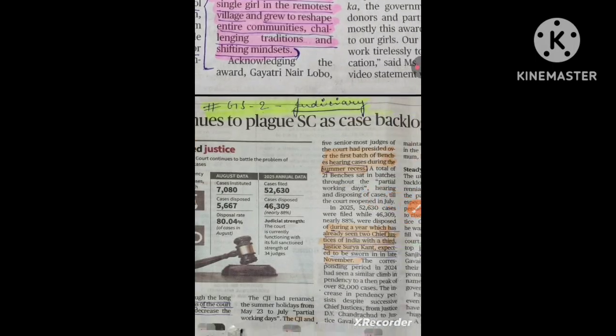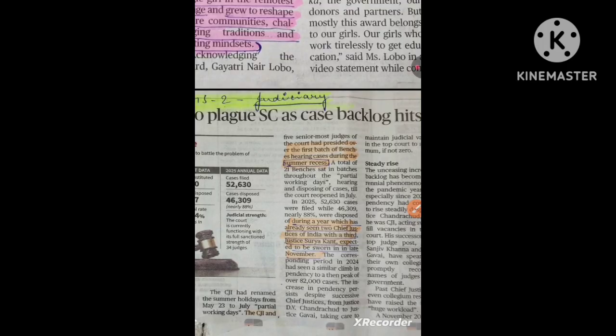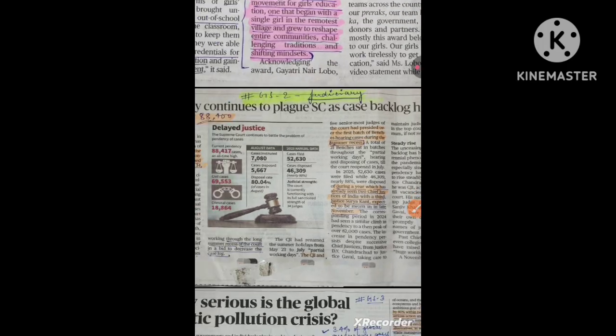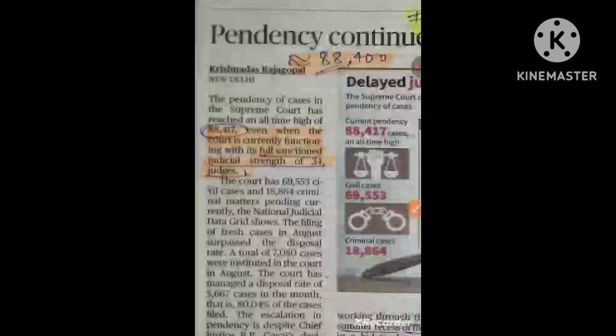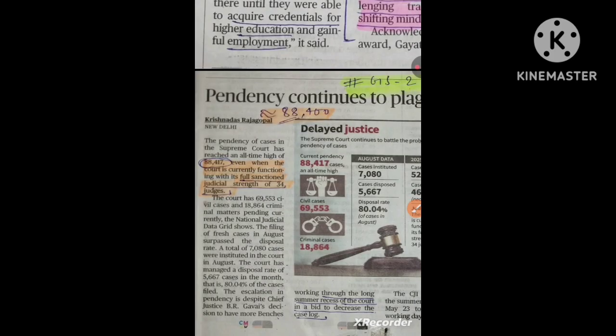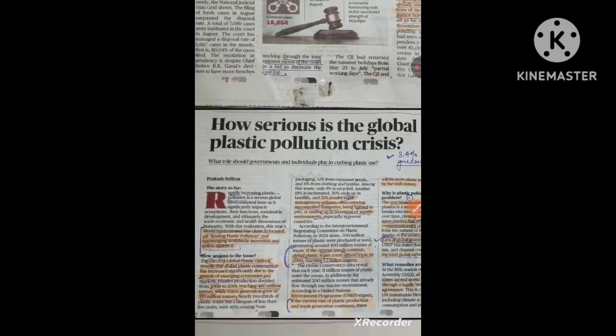Fine. So I do not have any more important data in this. In this, just remember one thing, that whenever you write an answer related to judiciary or even in an essay, you can mention this. This data is important to remember. The actual data is 88,417, but you can just write that approximately 88,400 cases are pending today.